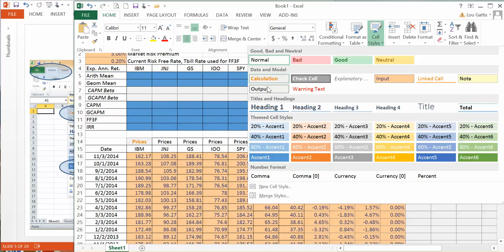And then sometimes I'll use output and check cell, and sometimes I like to use this blue accent. For me, I usually make that the main output of the spreadsheet. I accent it, so if someone wanted to jump in and try to find what's important here, it's going to be what's in blue.